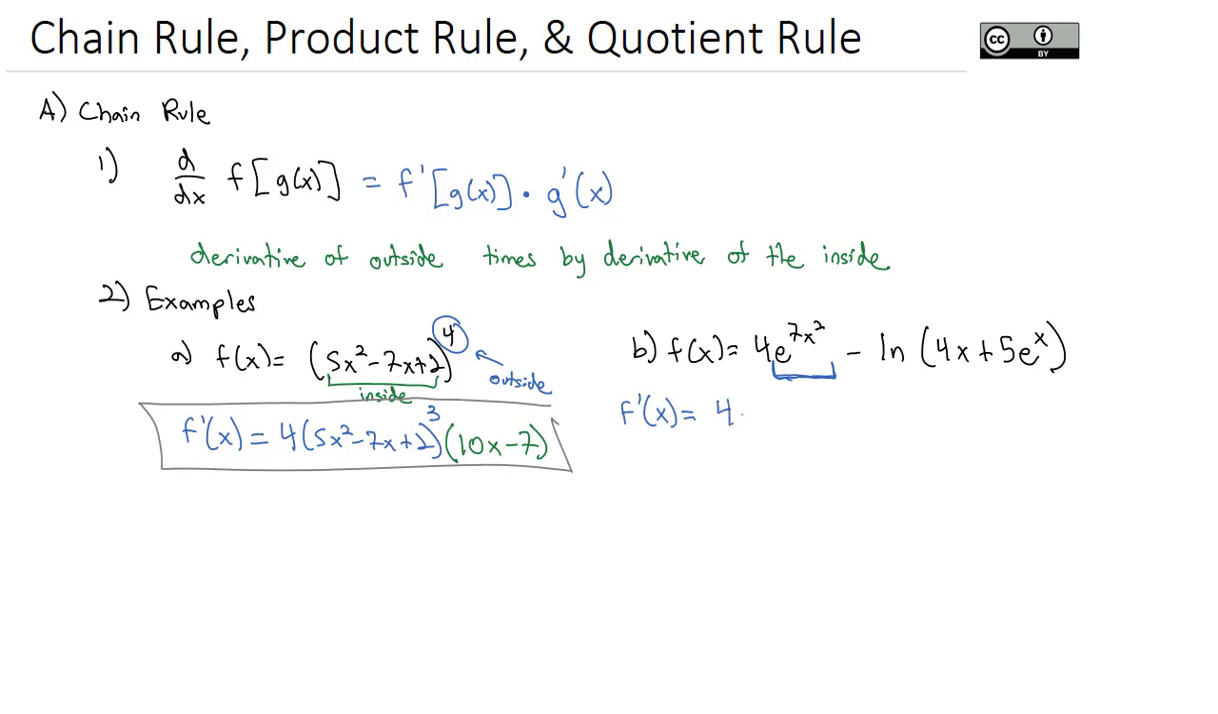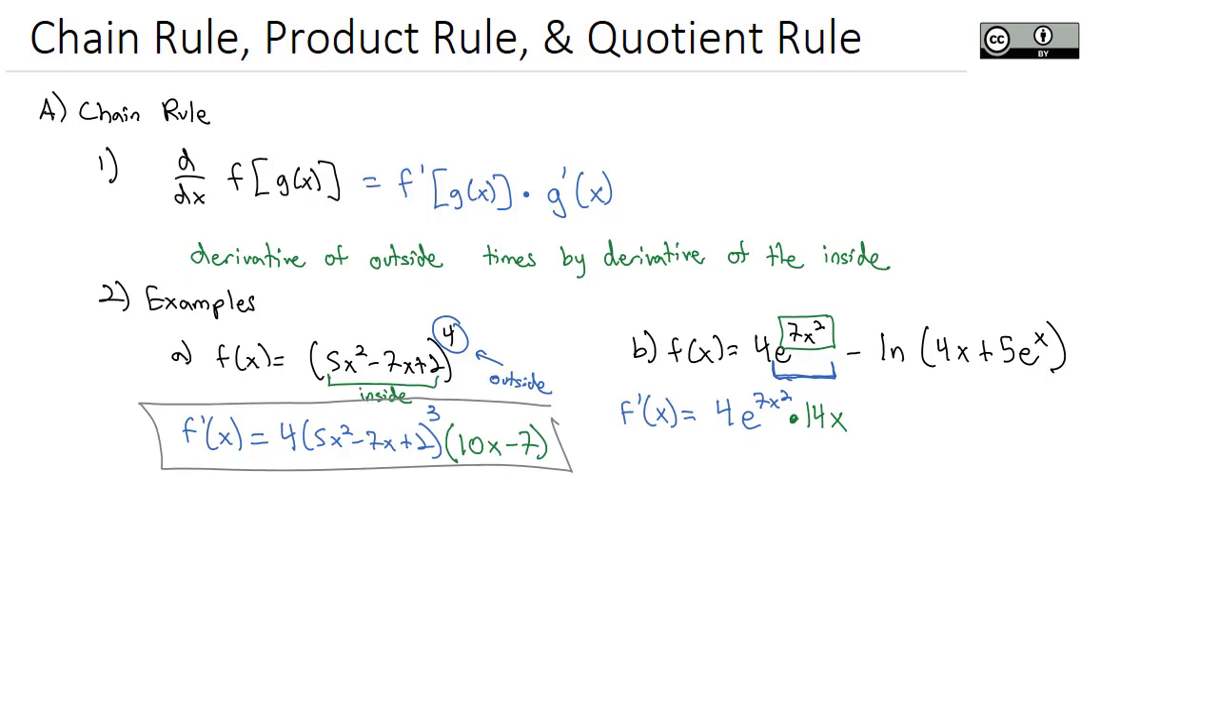So we have a constant out front. The derivative of e to the stuff is e to the stuff. Inside of that e to the stuff is 7x squared, so we're going to multiply by that derivative. The derivative of the inside stuff is 14x to the first.